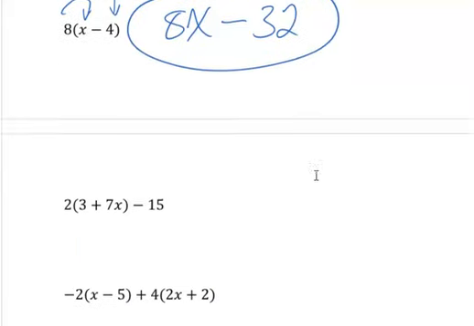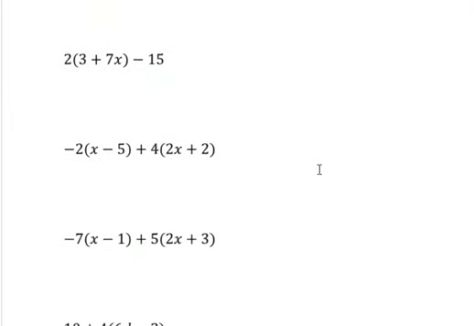Let's scroll on down to the next problems here. Again, I'll do the same thing. I'm going to draw my arrows. 1, 2. So 2 times 3 will give me 6. 2 times 7x is a 14x. I still have a minus 15 after that.